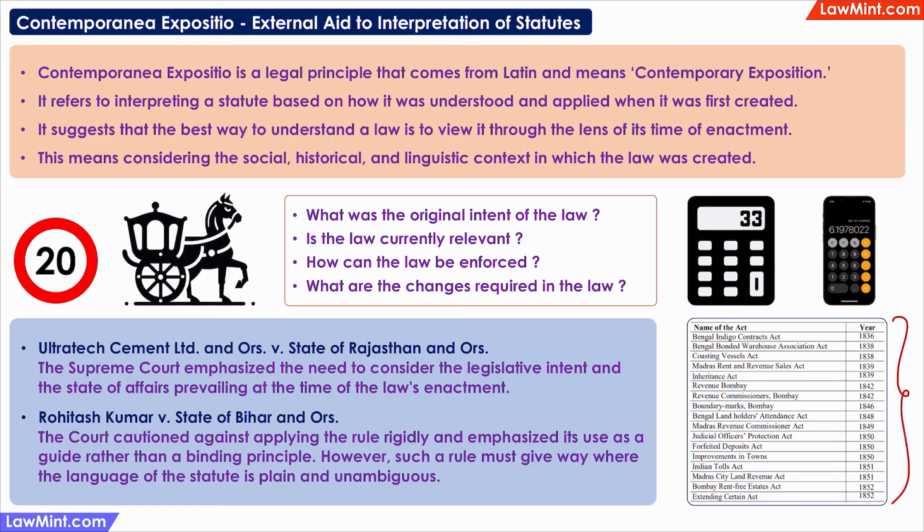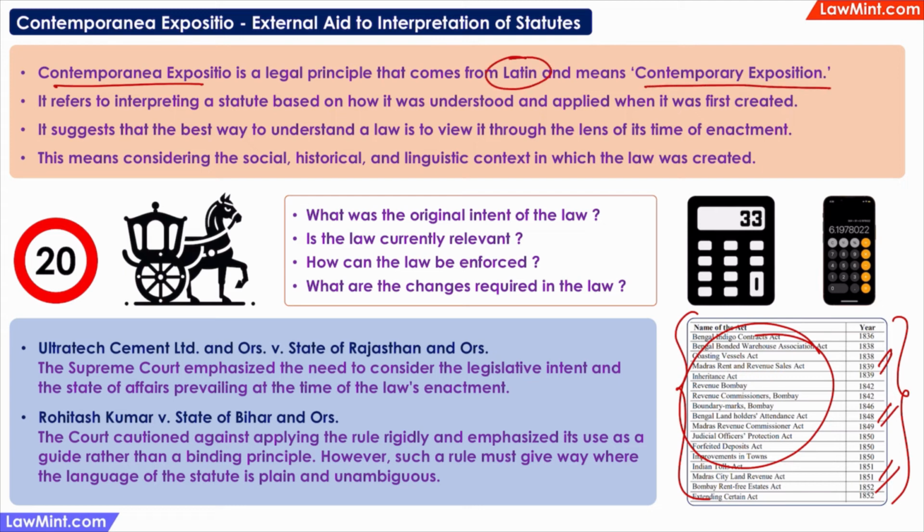India has many laws that were originally enacted during the British Raj in 1836, 1842, 1850, and many of these statutes are still valid, even though they are more than 150 years old. Contemporanea expositio is a principle of interpretation that is useful in situations where the court is dealing with such very old laws. This term is a Latin phrase which means contemporary exposition.